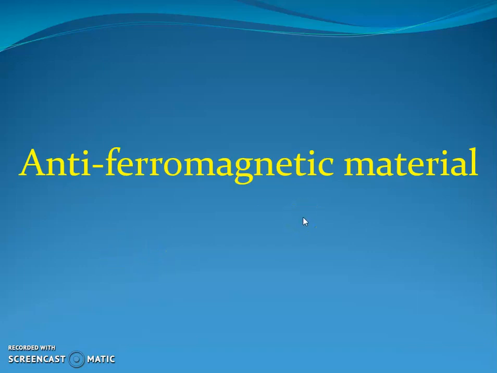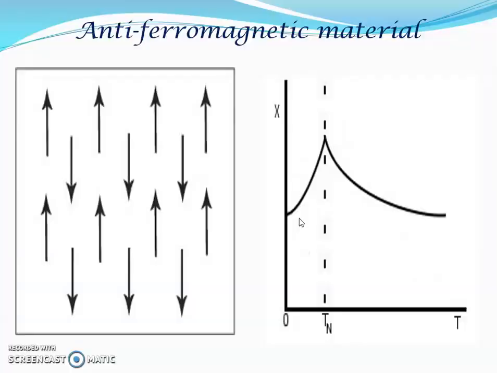Antiferromagnetic materials. In the case of antiferromagnetic materials, the adjacent dipoles are aligned in anti-parallel manner. Okay, so this dipole is pointing in this direction. The adjacent dipole is pointing in the opposite direction. So the adjacent dipoles are aligned in anti-parallel manner and the magnitude remains the same.